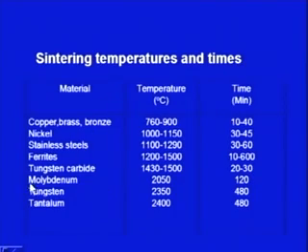We can see for molybdenum the temperature is 2050 degrees centigrade and the time is 120 minutes. Similarly, for tungsten the temperature is 2350 and the time is 480 minutes, so it requires around 8 hours of sintering, as was shown in the previous slide. Similarly, for tantalum the temperature is 2400 degrees centigrade and the time required is again 480 minutes, that is approximately 8 hours of sintering.